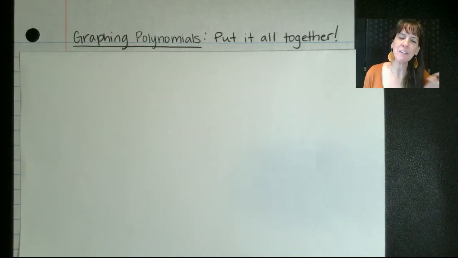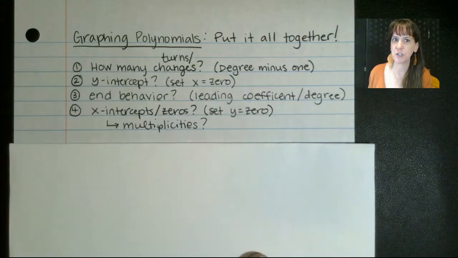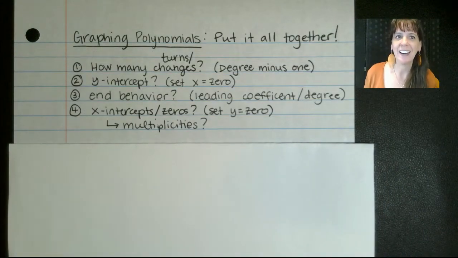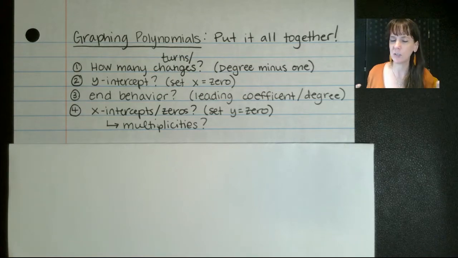Now we're putting everything together that we've learned along the way. All right, so here is our checklist. And the first thing you want to look at is how many changes or turns does it have? How many turning points? So remember, that's degree minus 1 generally. What's your y-intercept? Set x equal to 0.